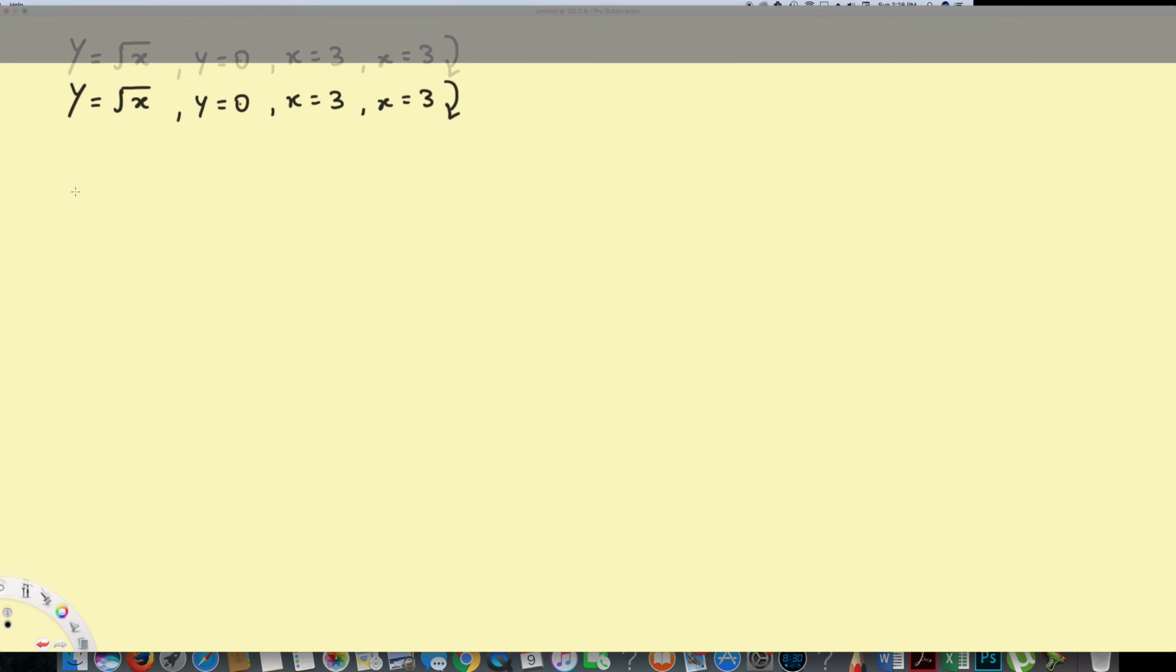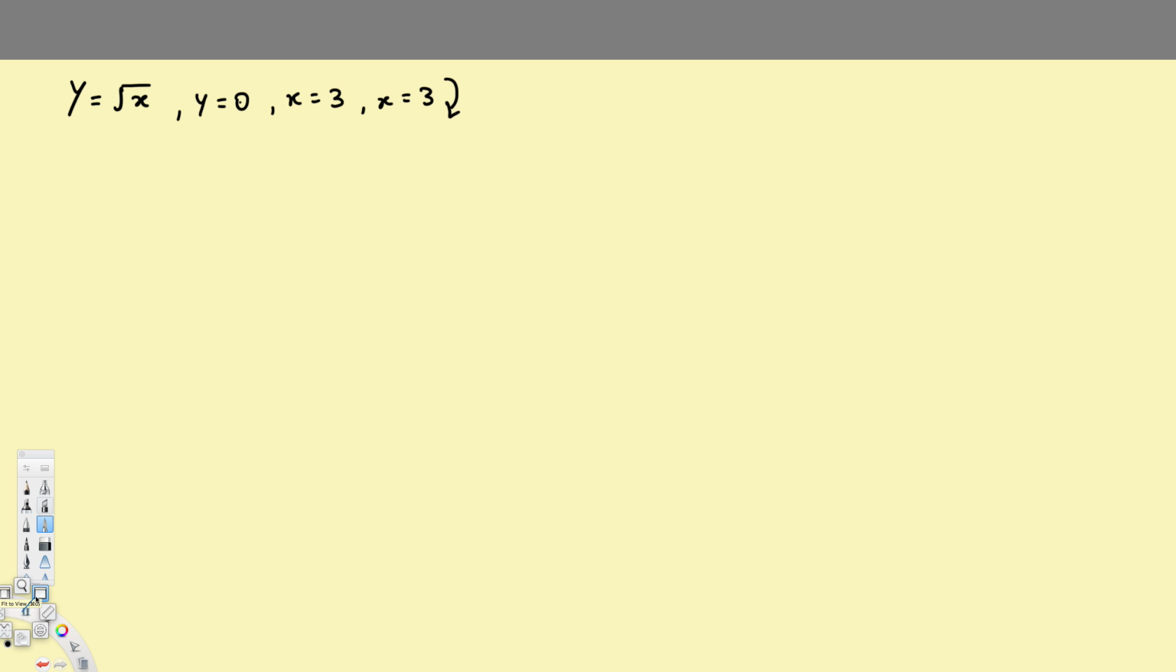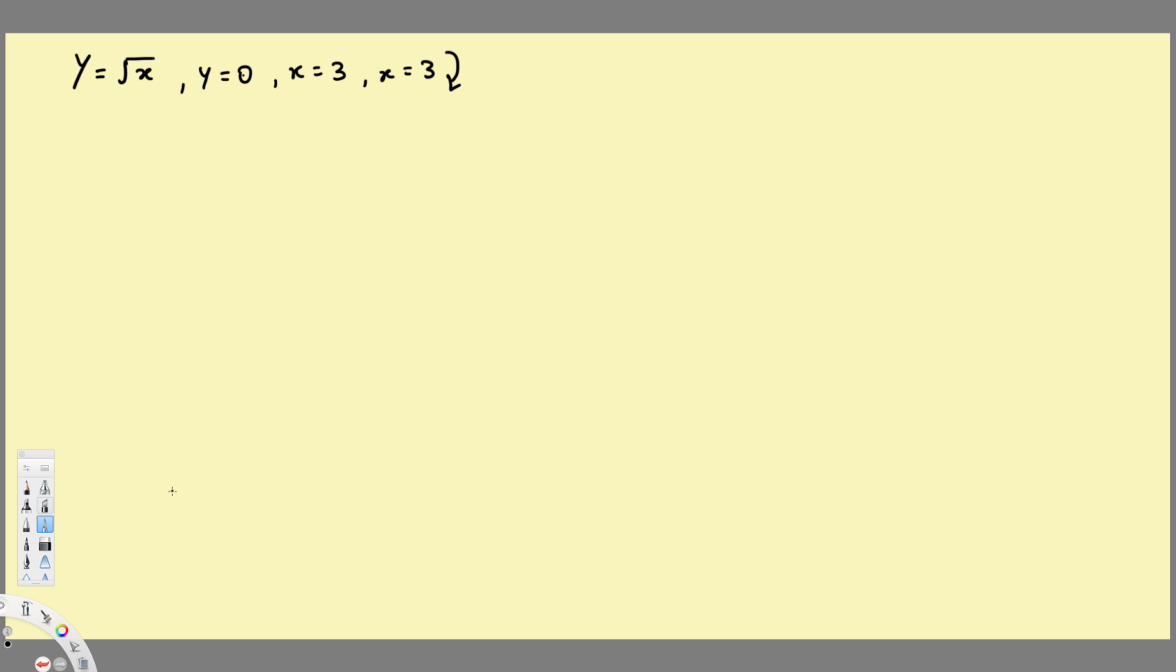Hey guys, let's see how we can find the volume of the region bounded by y equals root x, y equals 0, and x equals 3, rotating around x equals 3. Let's see how we can find this one using the disk and washer method. First of all, we have to draw the graph for this one, so let's go ahead and draw the graph.